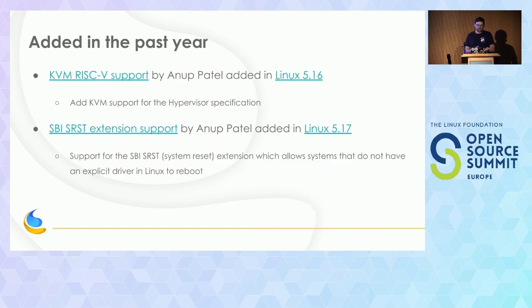So some things that were added in the last 12 months that were important were KVM RISC-V support was finally added in Linux 5.16. So I mentioned that there was that new hypervisor specification. We now have support for that in KVM. I also mentioned how there was that extension in SBI to be able to tell the system to reset itself, and that's now supported as of Linux 5.17.